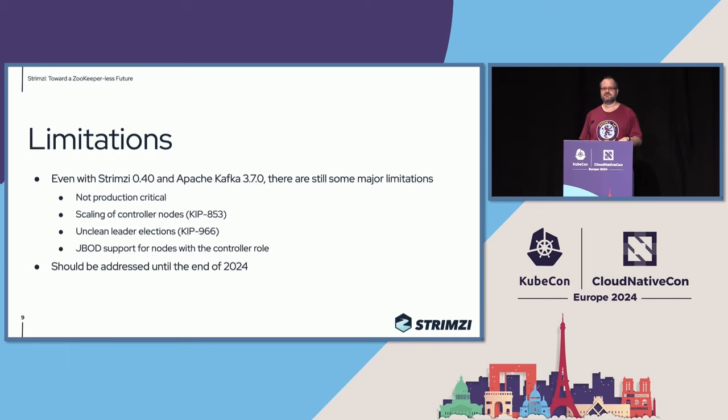There are still some limitations. I don't think the limitations are necessarily production critical, but it's good to be transparent about them so that everyone can decide whether they think this is ready for production or whether they want to wait a bit longer. One of the limitations is that the scaling of the controllers has all kinds of limitations right now. Also, unclean leader election is not supported right now. These are in the Apache Kafka project itself. On the Strimzi side, for example, we don't support JBOD storage in Kraft mode right now, but these limitations should be addressed later this year. So even if you think that these are blocking for you for production right now, then soon these should be gone as well.